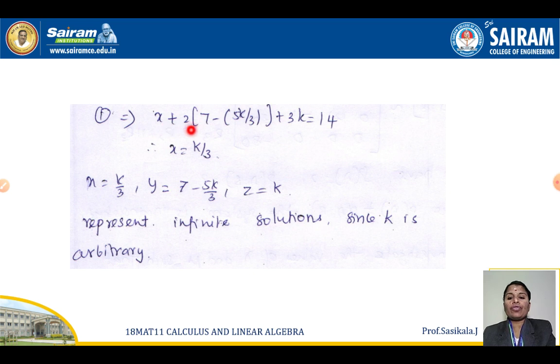So substitute x plus 2 of (7 minus 5k by 3) plus 3k is equal to 14. To simplify, you can take the LCM. You will get the x value, which is k by 3. Okay. So x is equal to k by 3, y is equal to 7 minus 5k by 3, and z is equal to k. Which represents infinitely many solutions, since k is arbitrary. Right. So when r is less than n, we will be getting infinite solutions.